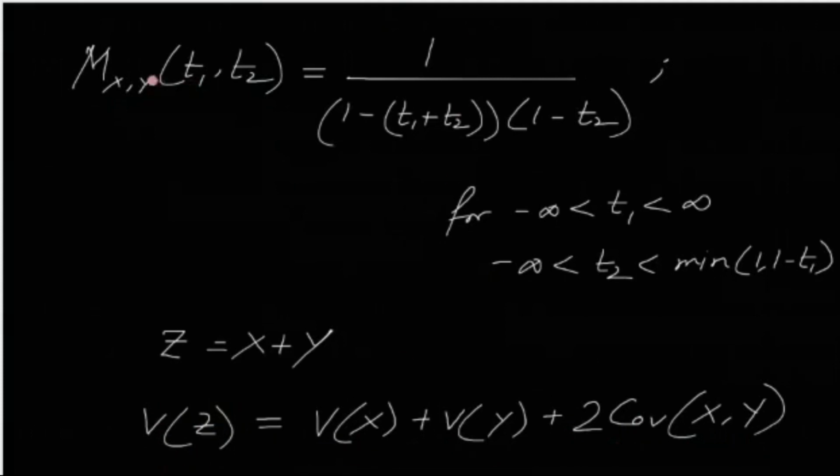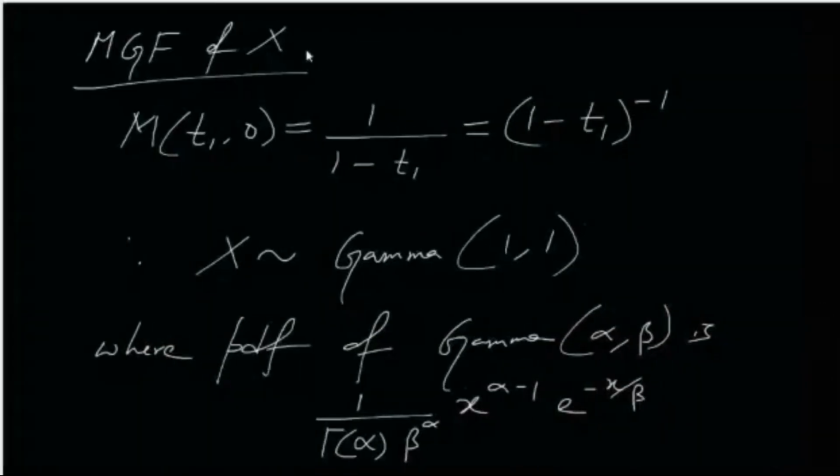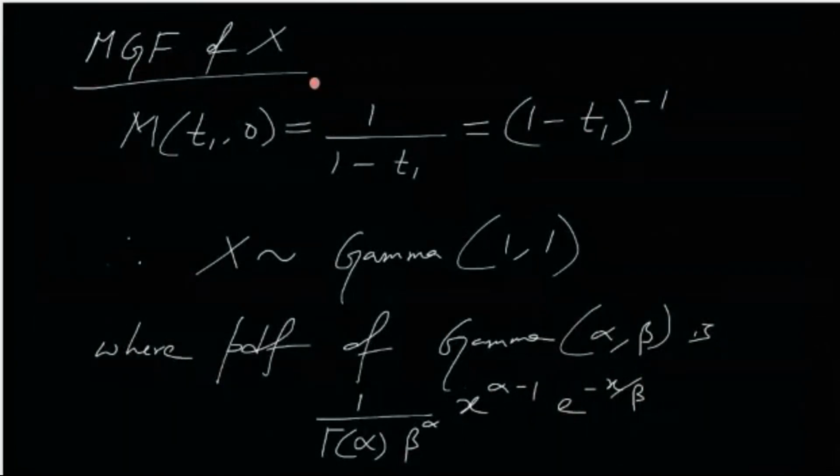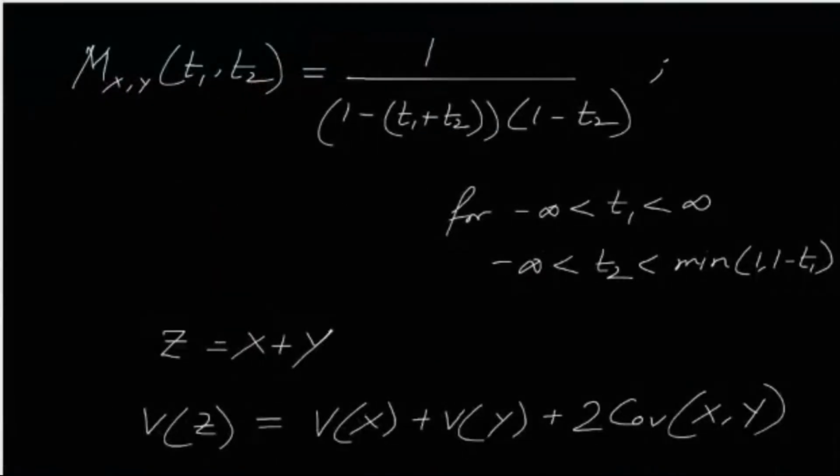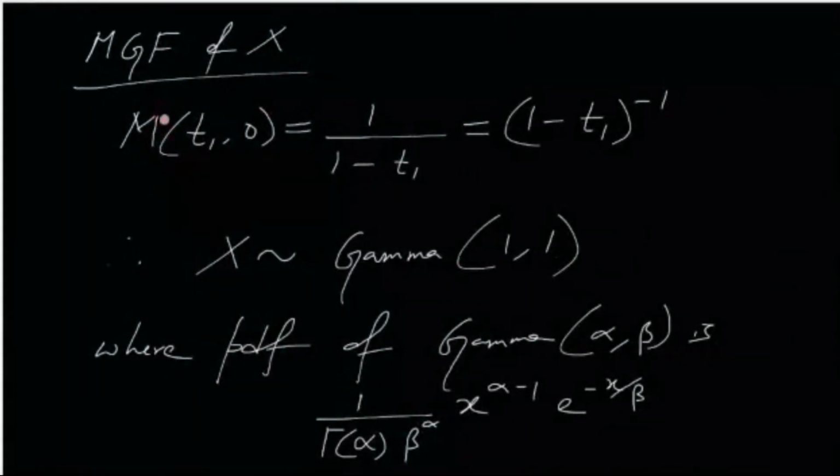So let us see this joint MGF. The MGF of X, the marginal MGF, we can easily find by putting t2 equal to 0 in this joint MGF. So M(t1, 0) is (1 minus t1) to the power minus 1. We can easily see that this is nothing but gamma with parameters 1 and 1. Therefore, this is the MGF of X, and by the uniqueness theorem X follows the gamma distribution with parameters 1 and 1.